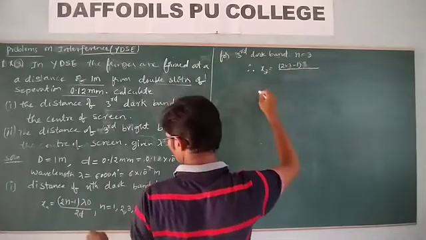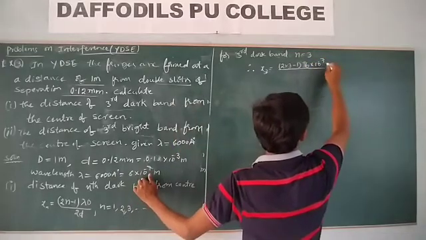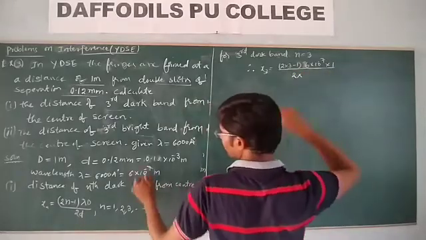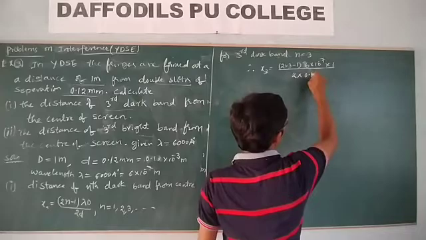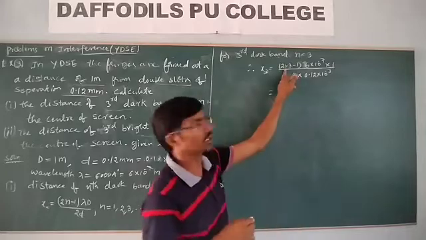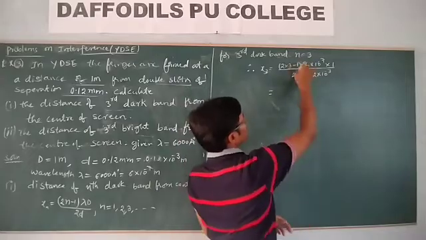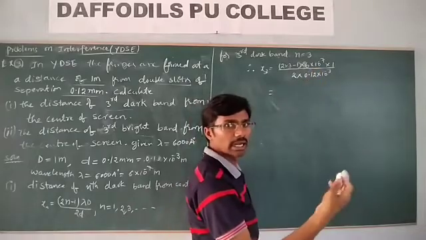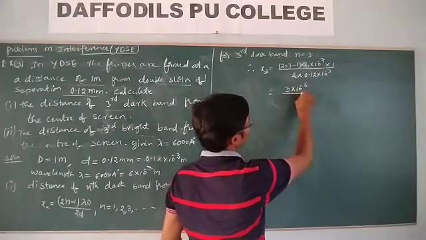Just now, lambda is what? 6 into 10 power minus 7, capital D is 1, and 2 into small d, where small d is 0.1 into 10 power minus 3. That is equal to 2 into 3 is 6, minus 1 is 5, 5 into 6 is 30. 30 into 10 power minus 7 is 3 into 10 power minus 6.